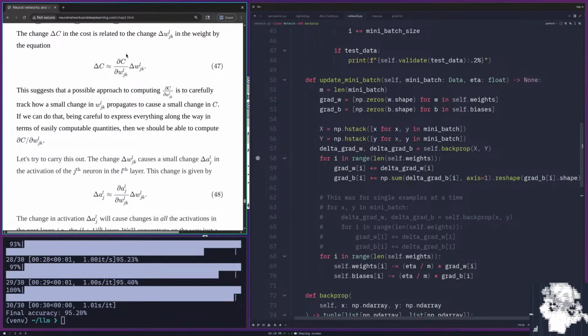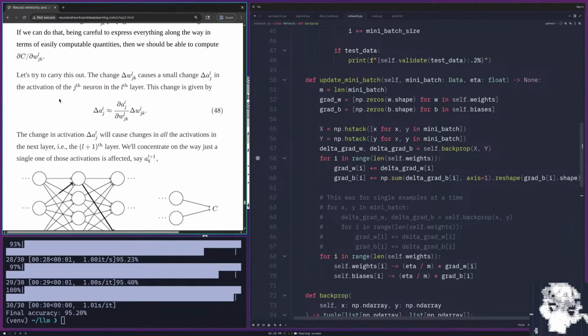The change delta C in the cost is related to the change delta W^l_jk in the weight by the equation delta C is approximately equal to the derivative of C with respect to W^l_jk times delta W^l_jk. This suggests that a possible approach to computing the derivative of C with respect to W^l_jk is to carefully track how a small change in W^l_jk propagates to cause a small change in C. If we can do that, being careful to express everything along the way in terms of easily computable quantities, then we should be able to compute the derivative of C with respect to W^l_jk. Let's try to carry this out.